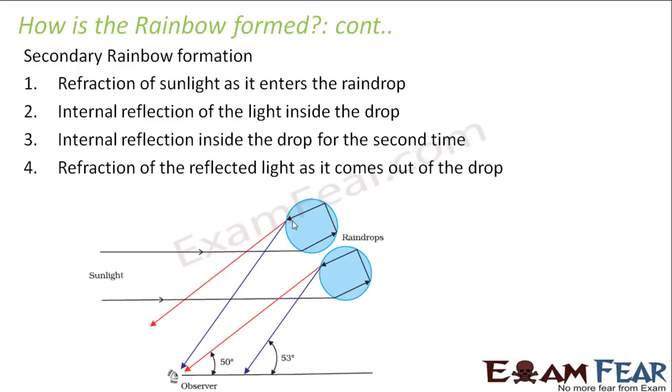And again, when it comes out of the drop, refraction takes place, as again there is a change in medium. So rest everything remains the same. It is just that in the case of a secondary rainbow, the sunlight enters the drop in such a way that it strikes the boundary of the drop twice and bounces back. So internal reflection inside the drop takes place twice. So that is the only difference.